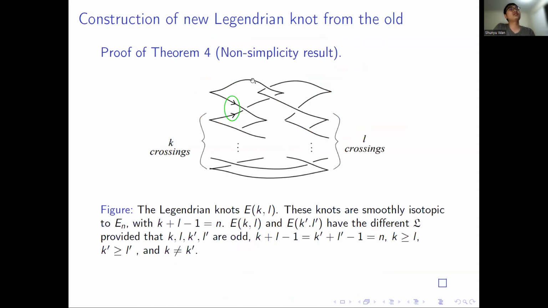So this is a Lagrangian description of those twist knots E_N, and it satisfies K plus L minus 1 equal to N. If you have two different representatives of these E_N, those two diagrams have different loss invariants if K is bigger than L and K is not equal to K prime. Basically, if the diagrams look different, they are different.